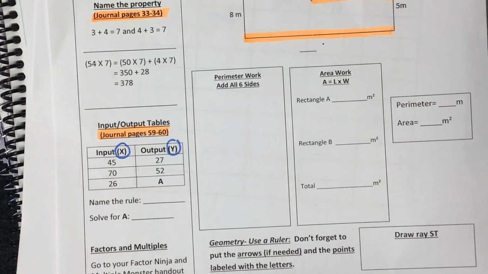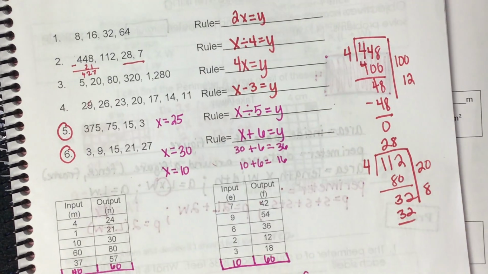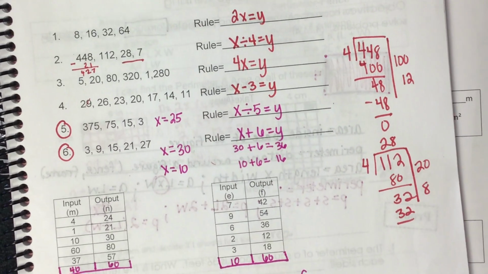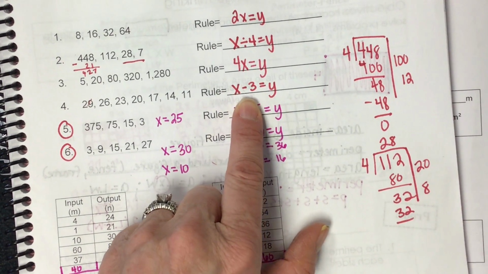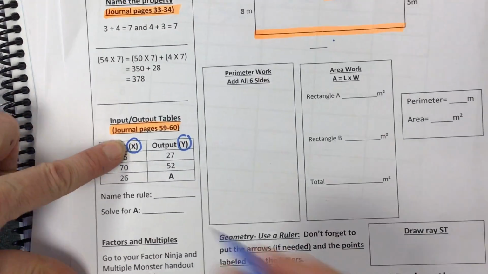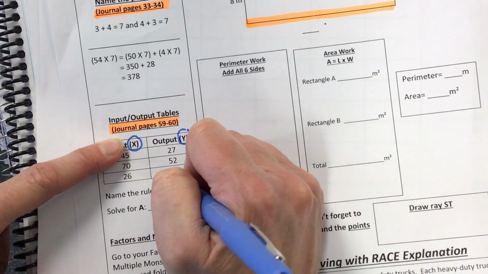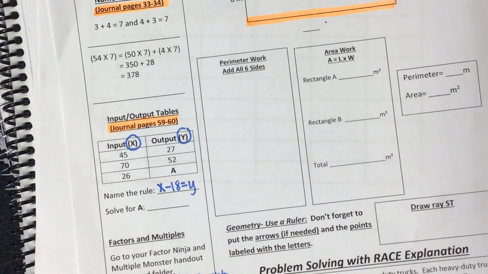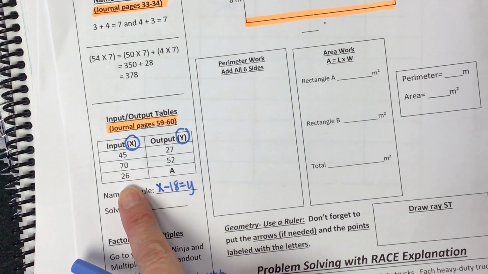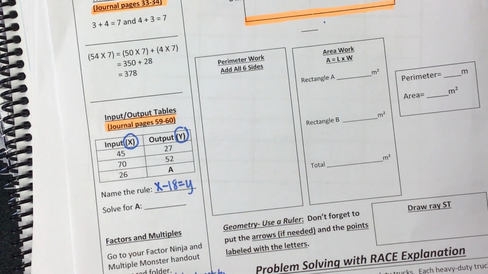Now go back to your examples. Where is one written where we have subtraction? Which one is written showing subtraction? Showing the rule is subtracting. Melanie? x minus 3 equals y. So here, x minus 18 equals y. And then you can solve for a on your own. You just need to do 26 minus 18. But that's how you write that.